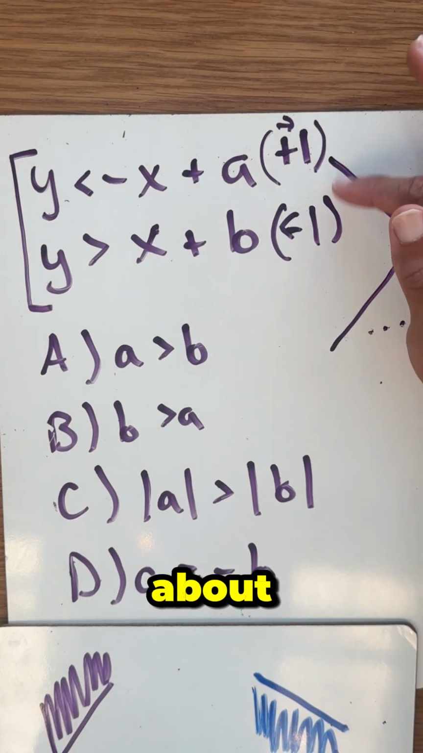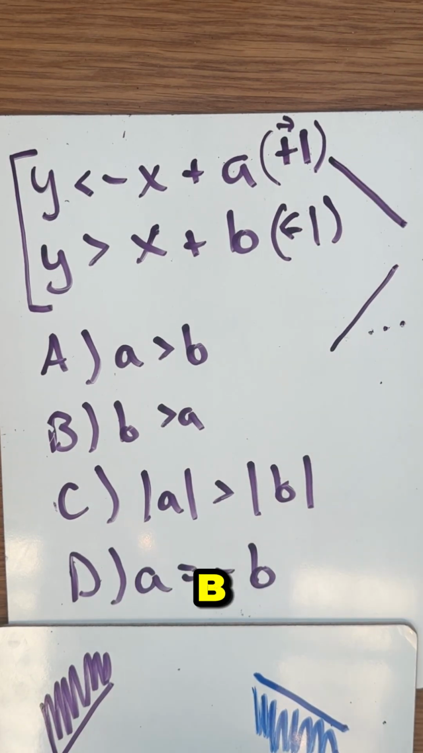So what's the important thing about these differences? A is greater than B. Solid. So what's your final answer? A. Mm-hmm.